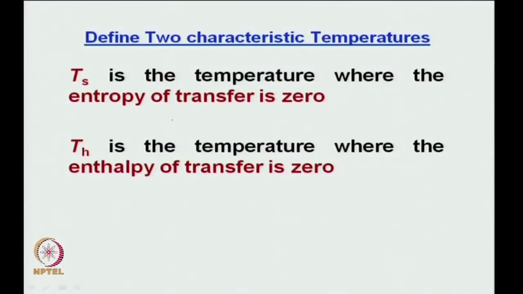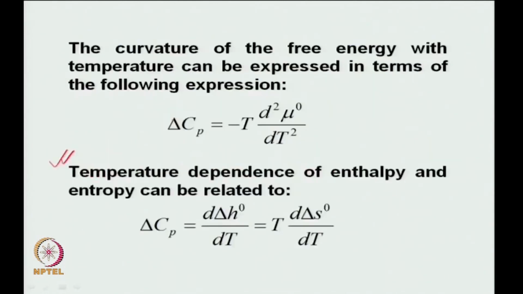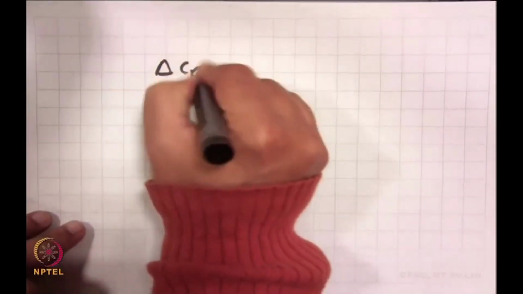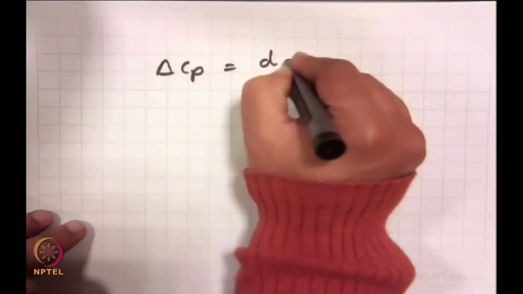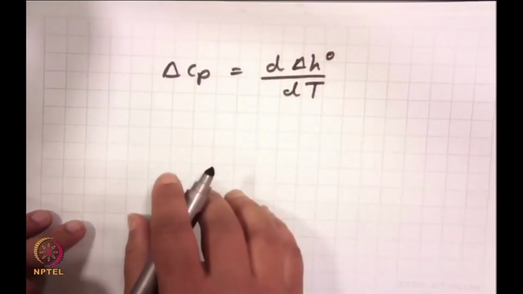So, we have already defined these two characteristic temperatures. One is Ts, the temperature where the entropy of transfer is 0, and Th, the temperature where enthalpy of transfer is 0. Now, if you would be doing some quick thermodynamics, if you go back to this slide, what I can write is, I have delta Cp is equal to d delta H 0 over dT, right. I have this.